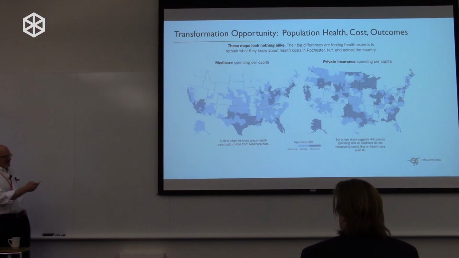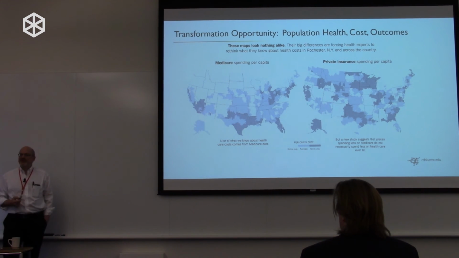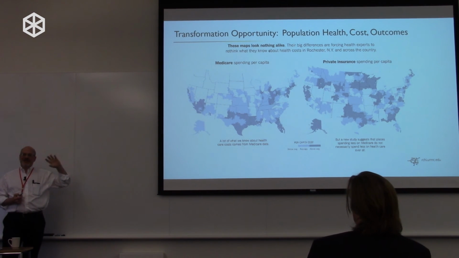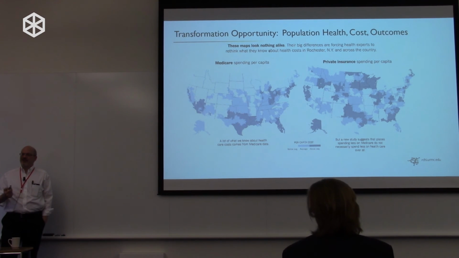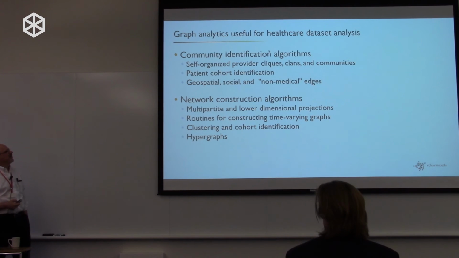This is Medicare spending, so from the data that I just showed you. This is private insurance. You can see that there are very different spending patterns across the country. We have financial data for these visits, so we can look at the groups that account for large amounts of cost, and our goal is to associate this with outcomes.